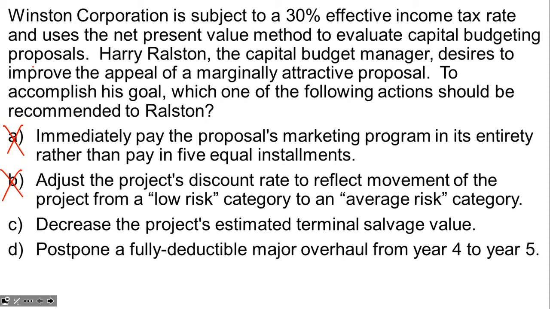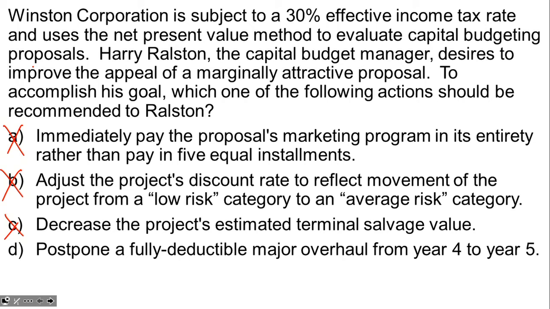Choice C, decrease the project's estimated terminal salvage value. Well, that terminal salvage value is a cash inflow at the end. If we decrease it, we're decreasing our inflows. We want to decrease our outflows. We don't want to decrease our inflows. So choice C is wrong.